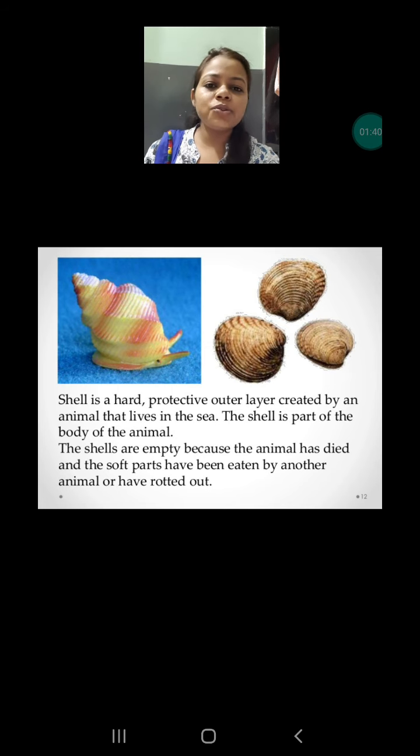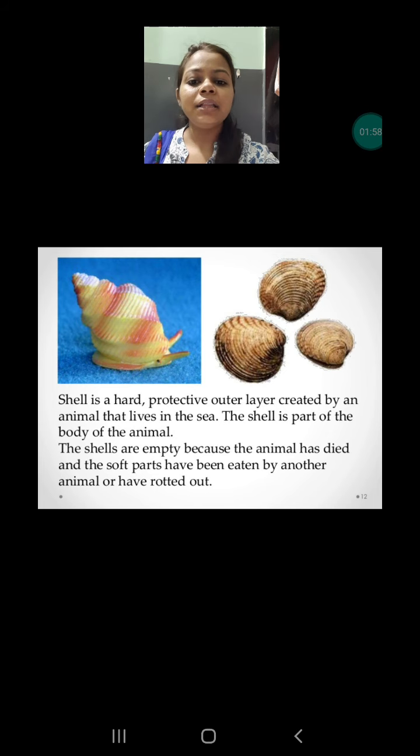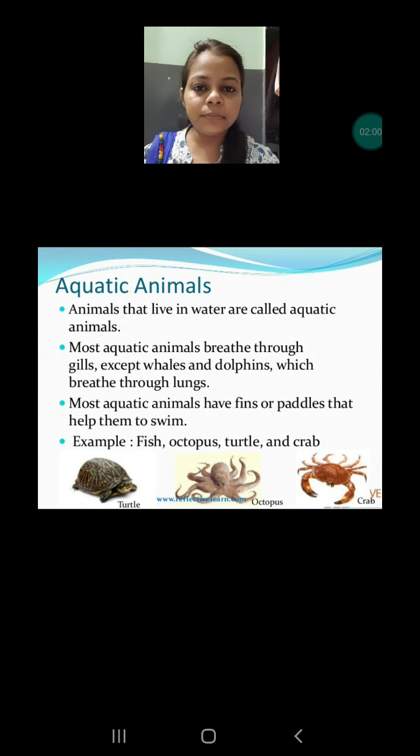In the water also, there are many smaller animals. The large aquatic animals mostly harm the smaller animals, so they must have something so that they can protect themselves from enemies. So these coverings protect them from the enemies, the other aquatic animals.